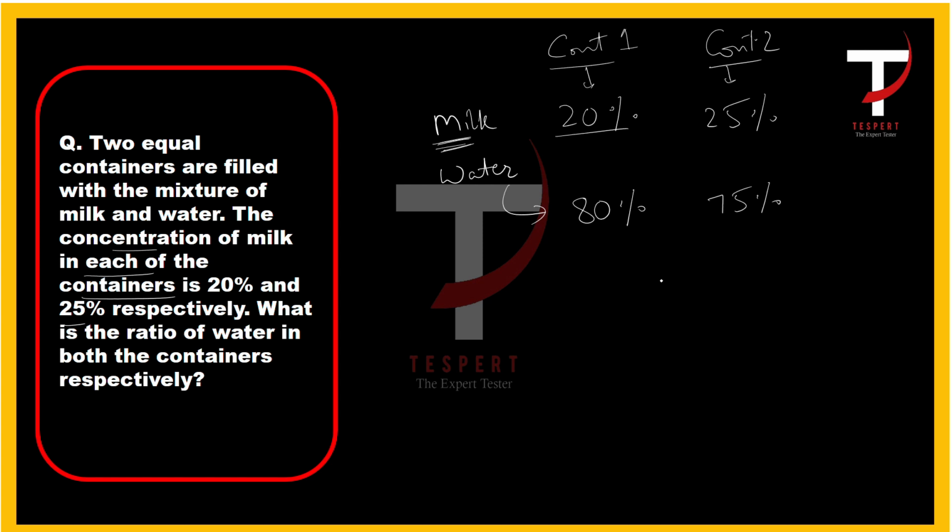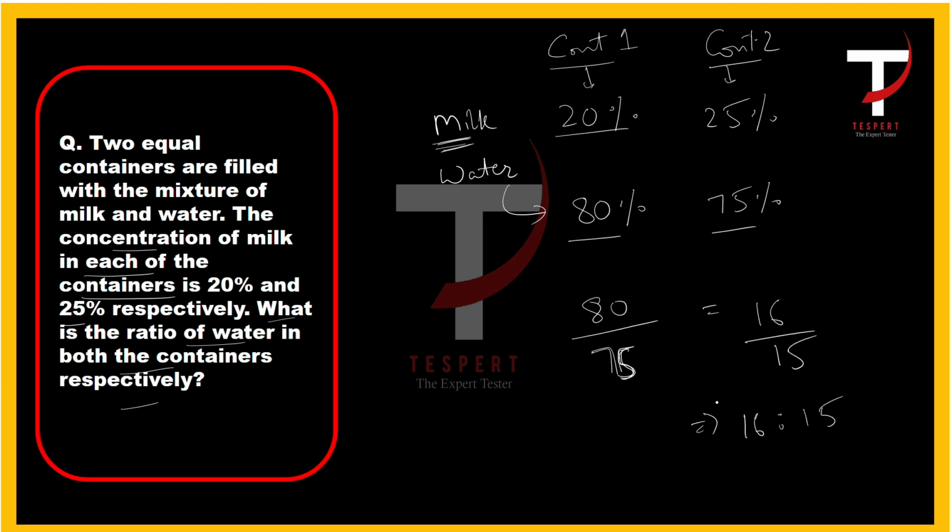So the required ratio here is the ratio of water in both the containers respectively. Here it is 80% and here 75%. So just take out the ratio of water in both the containers. 80 by 75, on cancellation, you will get 16 by 15. So 16 is to 15 is the required ratio.